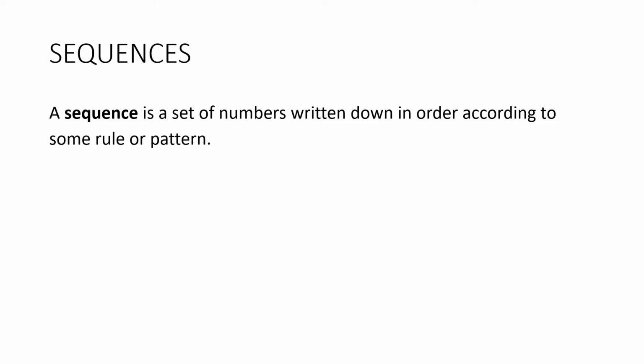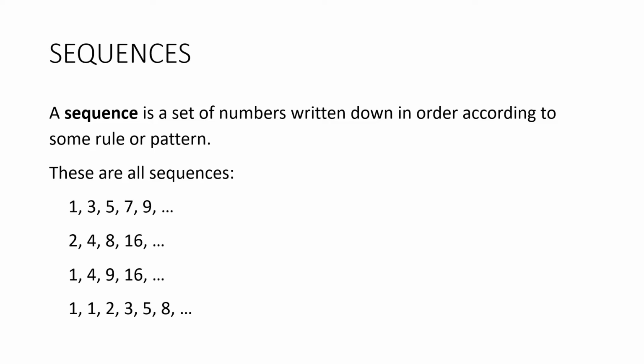Okay, let's start with some definitions. A sequence is a set of numbers written down in order according to some rule or pattern. And these are all sequences. Here we can see the pattern is we start at 1 and then we go up by 2. Here we start at 2 and then we multiply by 2. Here are the square numbers, so 1 squared, 2 squared, 3 squared, 4 squared. And this is the Fibonacci sequence. Hopefully you remember that, where we get the next term in the sequence by adding the previous two.